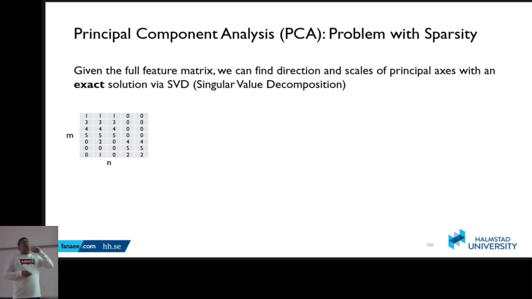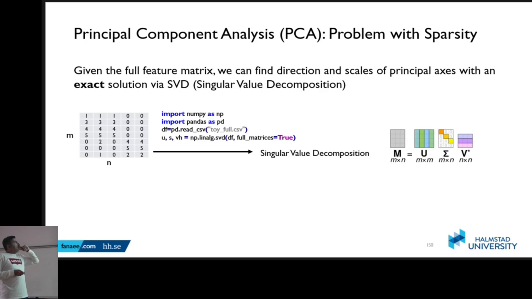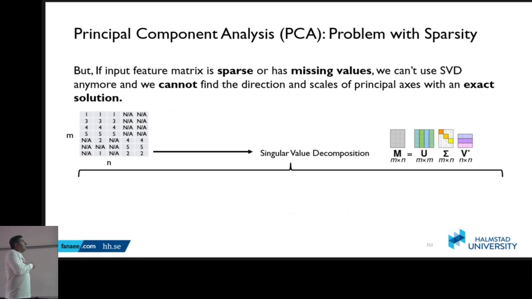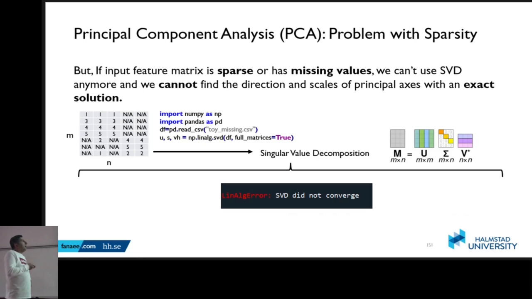So let's see, what is sparsity? As I told you before, for computing PCA, we could do it with SVD, right? So if you run this code, and this data is also available, you don't need to copy paste it. I give you this CSV file. It gives you this U, sigma, and V. But if there are some missing values inside this matrix, and you apply the same code, you receive this error from Python. What does that mean? It means that it's not possible to compute the SVD of a matrix with missing values. Why? Because if the covariance matrix is not full, how can you compute the SVD, right?